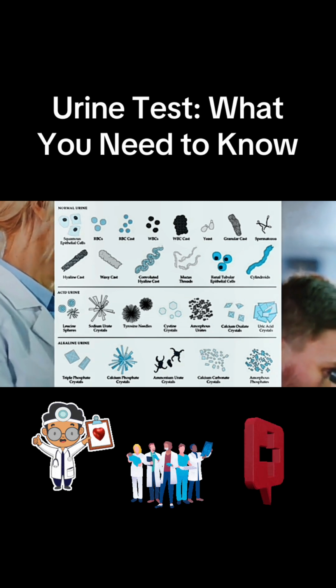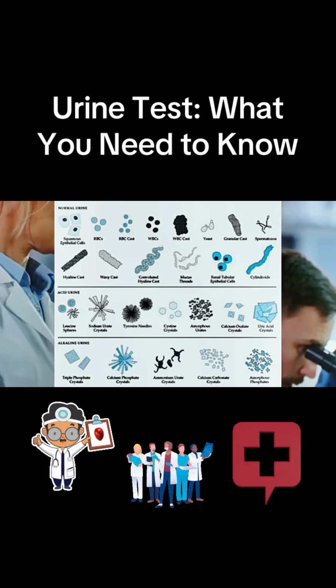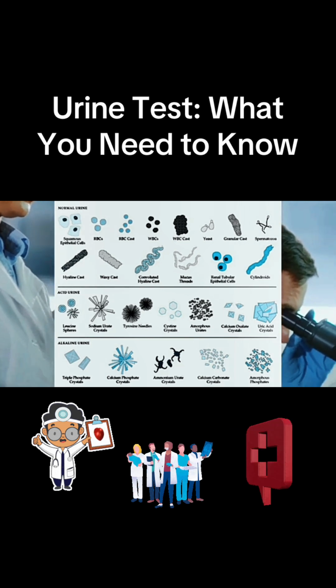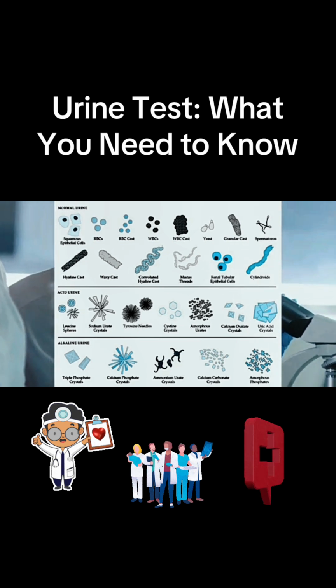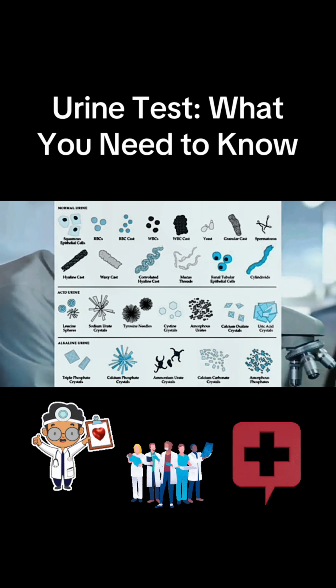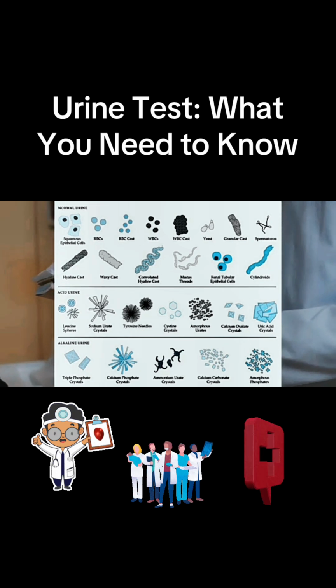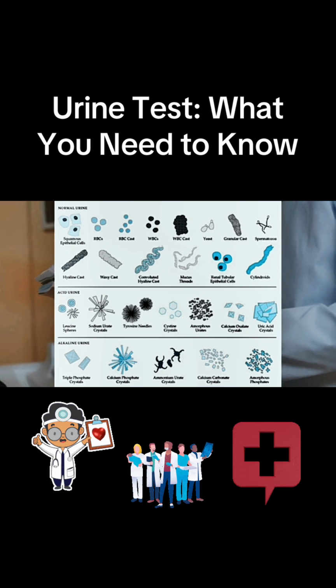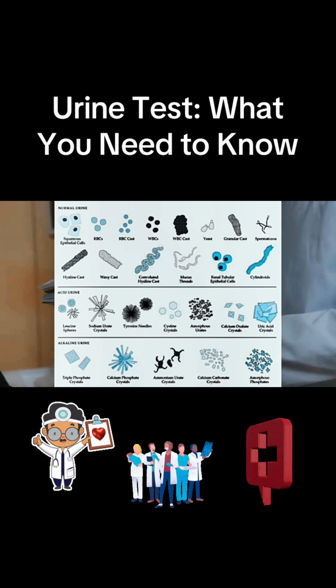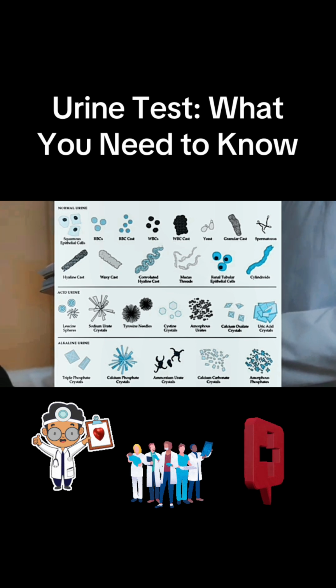Urinary casts. Casts are tiny tube-like particles that can sometimes be in your urine. They're formed from proteins released by your kidney cells. Certain types of casts may indicate kidney issues, while others are completely normal. So this was my video about urinalysis.